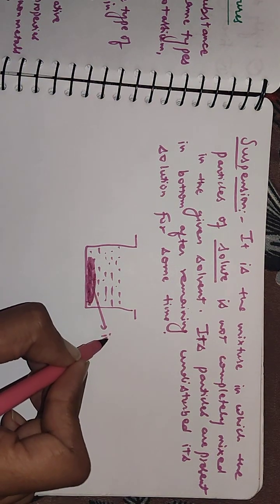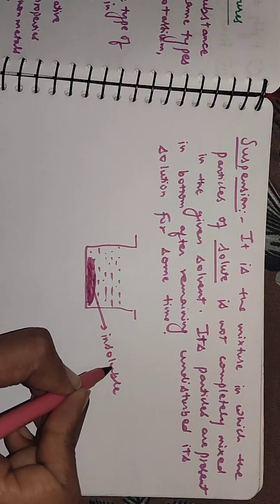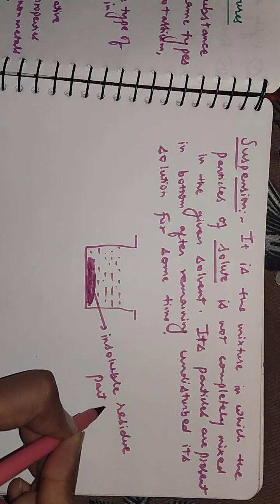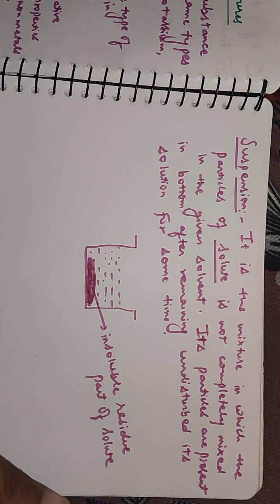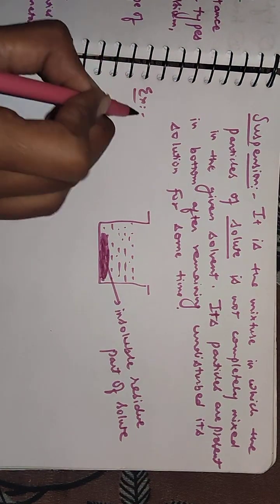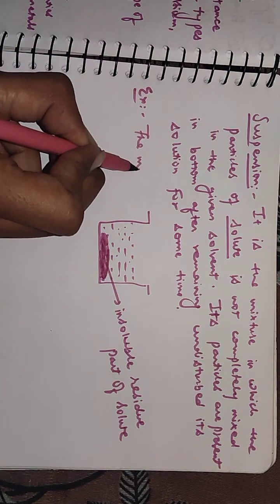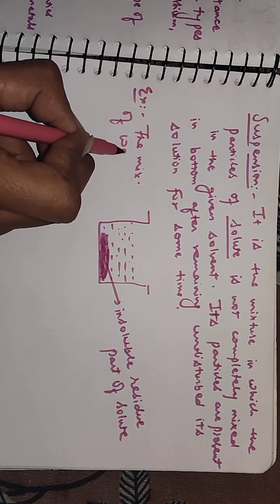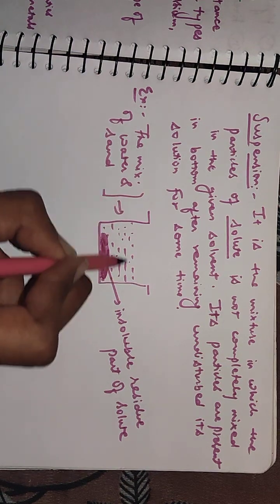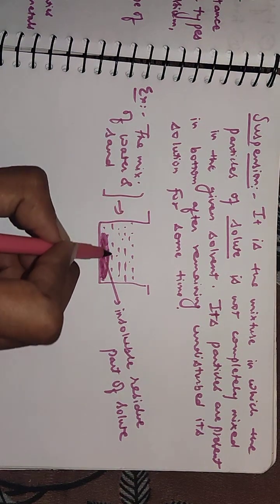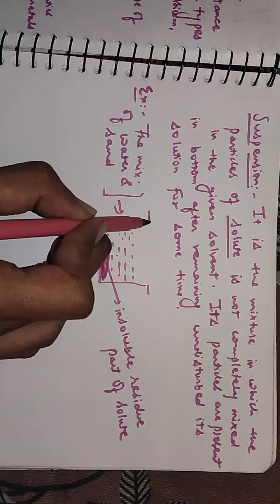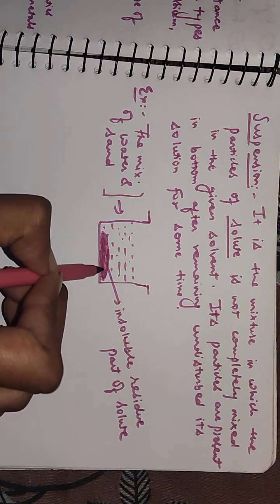This is the insoluble residue part of the solute. For example, take the mixture of water and sand. After remaining undisturbed, this insoluble residue is collected at the bottom of the solution in the beaker. If we consider a beaker as a container, then we see the result after some time.